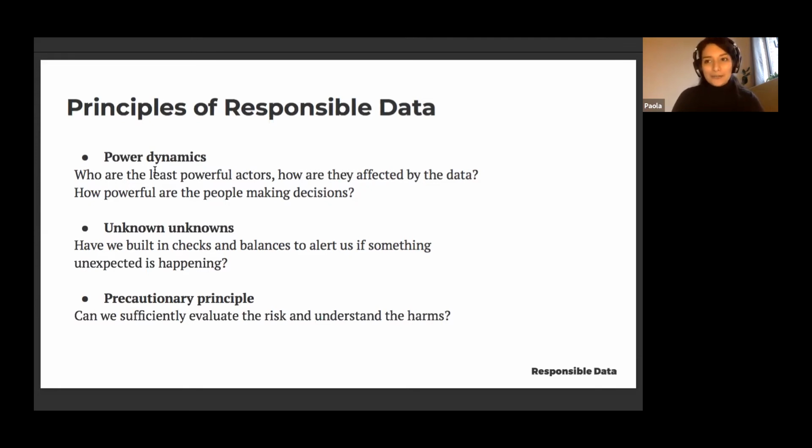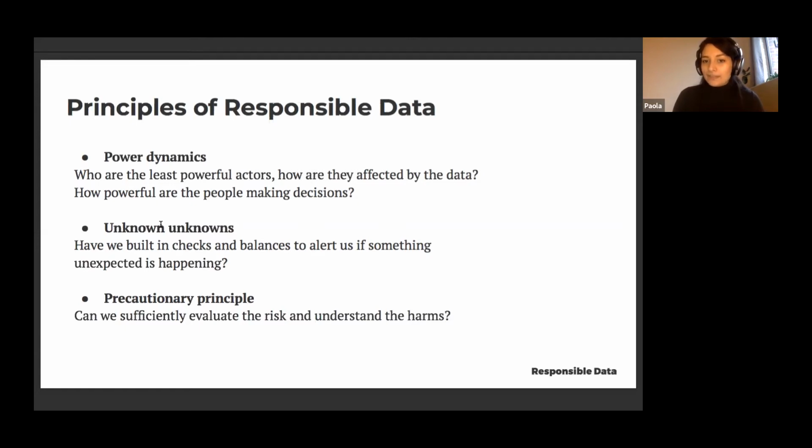Next, we have the unknown unknowns, which really is about building checks and balances to alert if something unexpected is happening. Data travels in many ways, and it's really hard to get a grip of how it does so. And when we, as organizations, are responsible for the data and for the harm that it could potentially cause, it's really important that we have checks and balances to ensure that the harm is minimized.